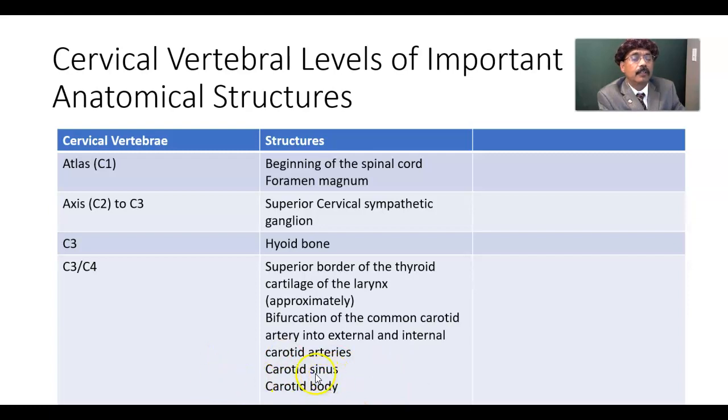That is essential to sense the blood pressure. It maintains the blood pressure. Carotid body, again, is also present at the bifurcation of the common carotid artery, and is associated with blood pH level and carbon dioxide level. The carotid sinus may extend up to the lower part of the internal carotid artery, but these two are always present at the bifurcation of the common carotid artery.